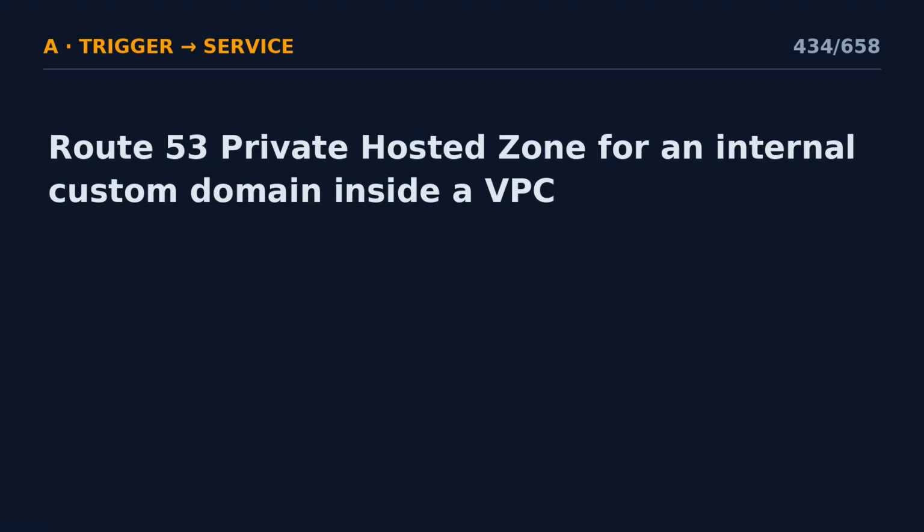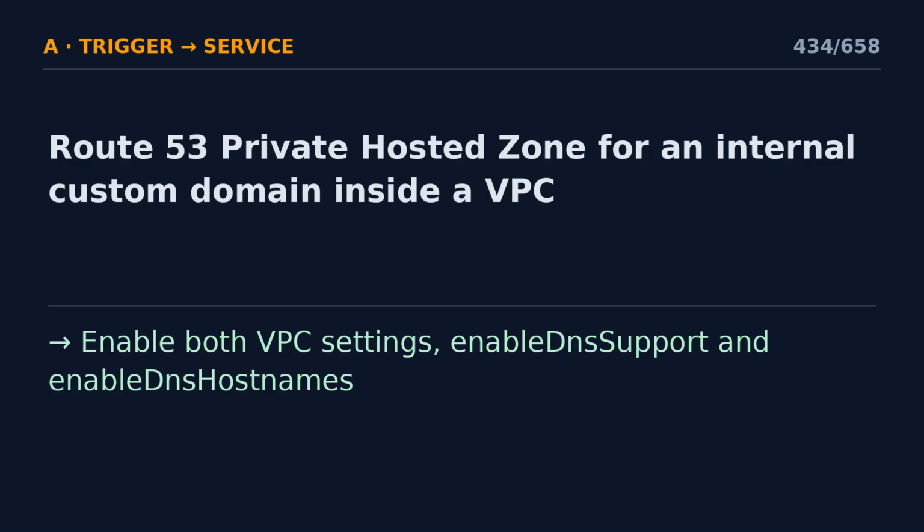Route 53 private hosted zone for an internal custom domain inside of a VPC. Answer: Enable both VPC settings: enable DNS support, and enable DNS hostnames.